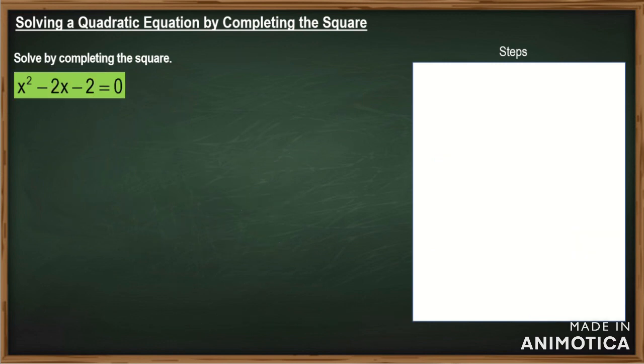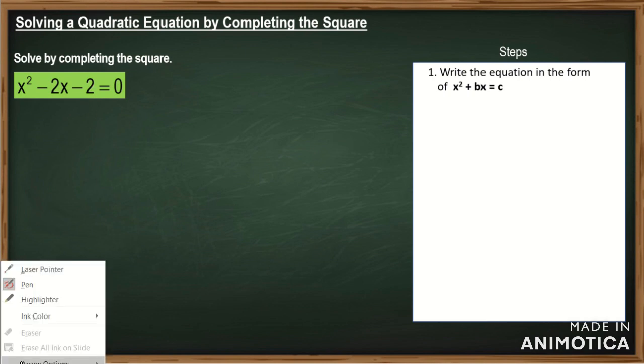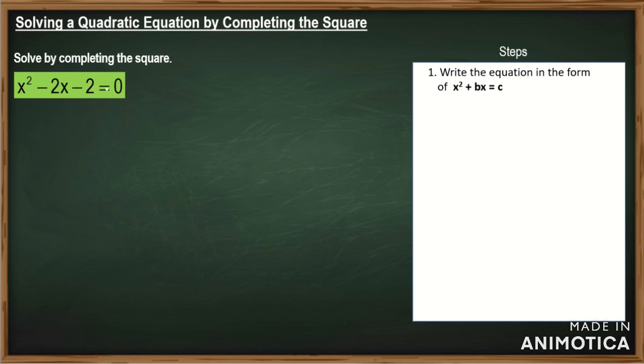Next, let's have this x squared minus 2x minus 2 equals 0. Make sure that the equation is written in the form ax squared plus bx equals c, where the leading coefficient is 1. Okay. Notice that it is not yet written in that form, so we're going to transpose first negative 2. So we have x squared minus 2x equals 2. Then we're going to, of course, leave a space for the third term. Then we have plus, okay, plus here.